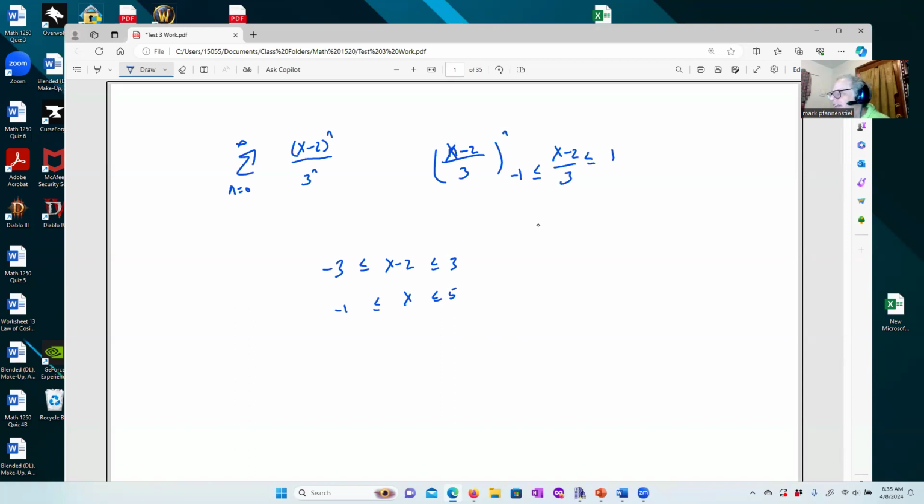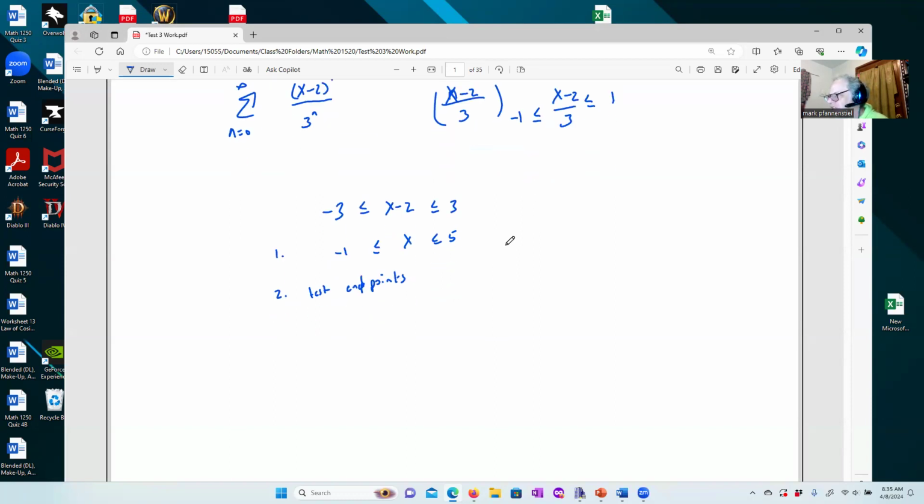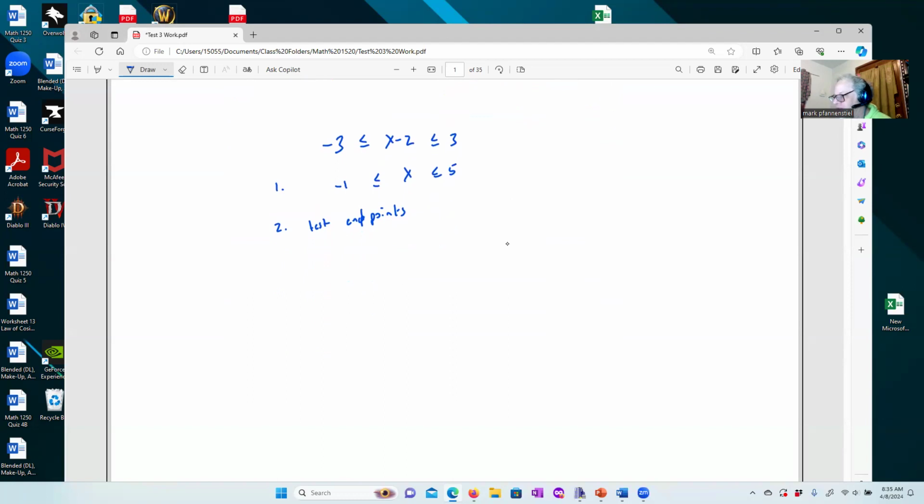Now we have to go ahead and test our endpoints. So this is the first step, step 2, is test our endpoints. And anytime you're looking for something like a radius of convergence, this is the kind of thing that you usually check anyway. You may look at it and say, I don't need to do it for this one. I guess not for this one, but most of the time, you need this step, which is to check the endpoints.